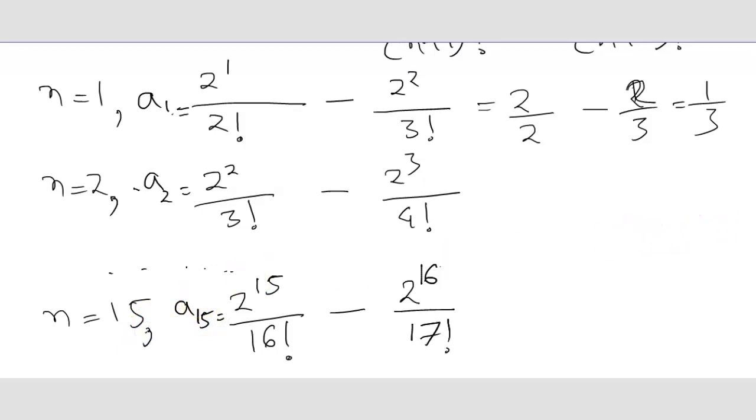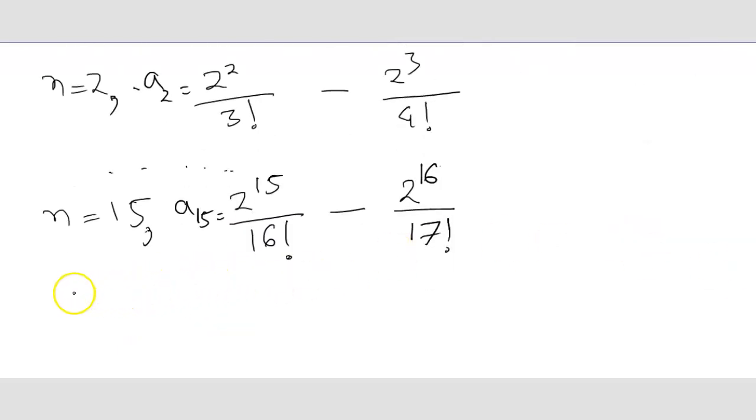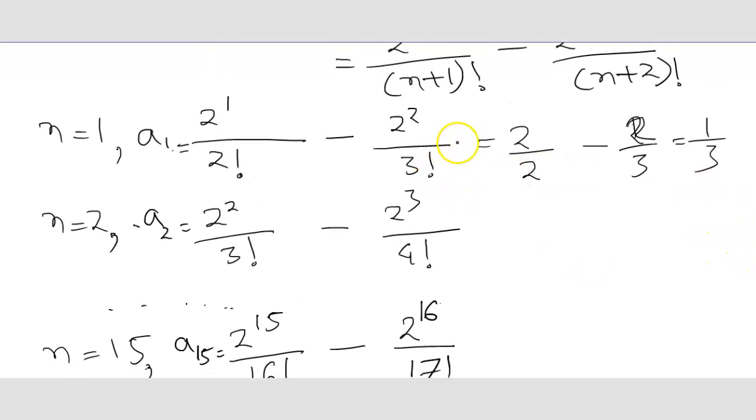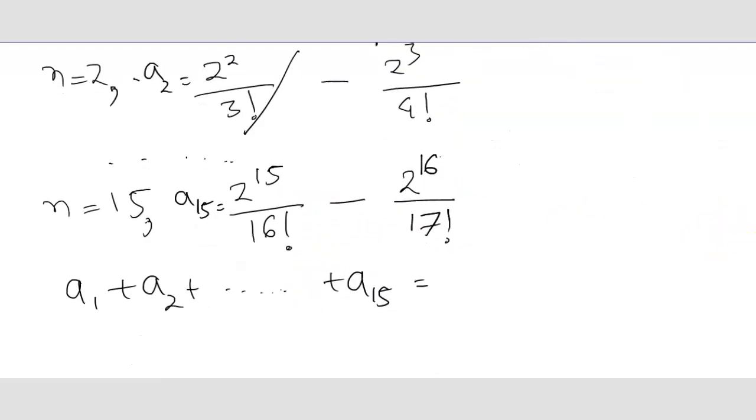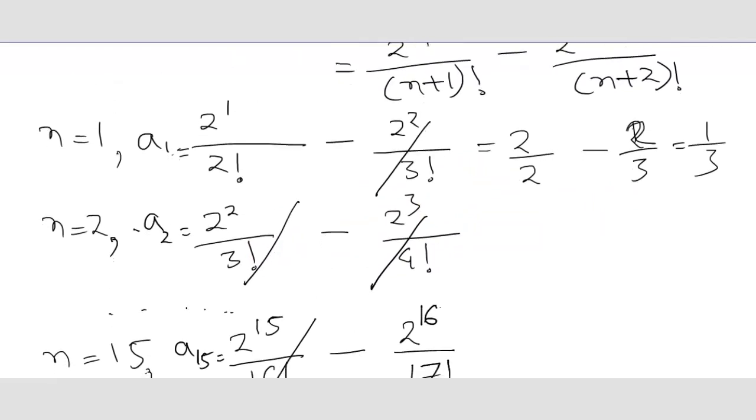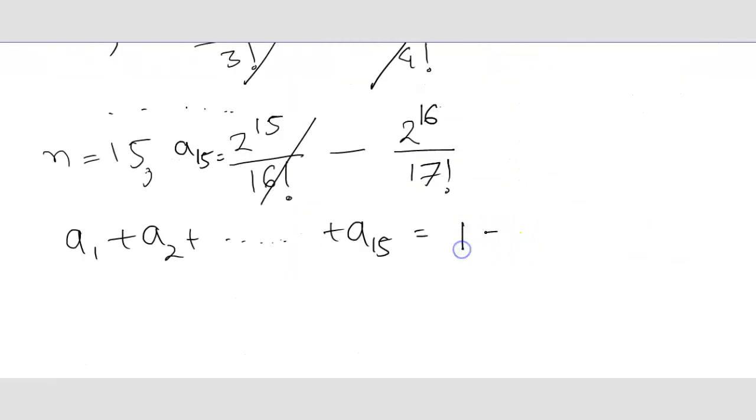Now we have to find this sum, right? So if we find this sum, that is a1 plus a2 and so on up to a15, only two terms will be left out. These terms simply cancel each other out, and similarly it goes on, these terms cancel out and these terms cancel out. So the first term and the last term will be left out. What will be the first term? The first term is simply 1 and the last term is this, 2 to the power 16 by 17 factorial, with a minus sign.